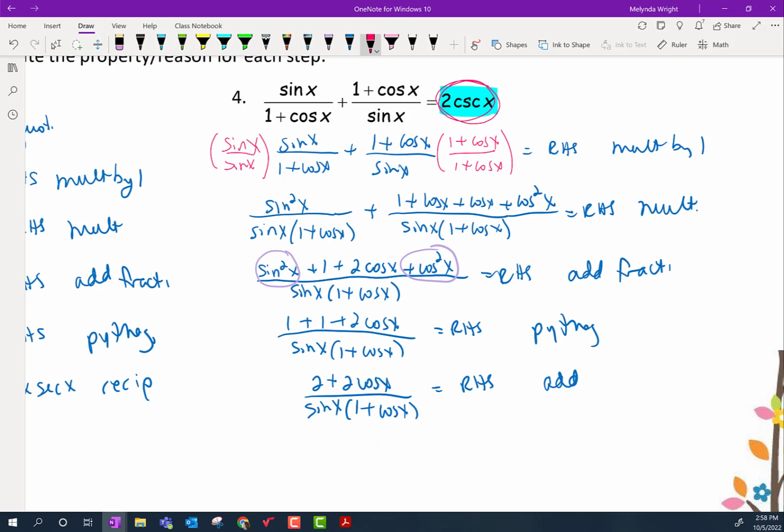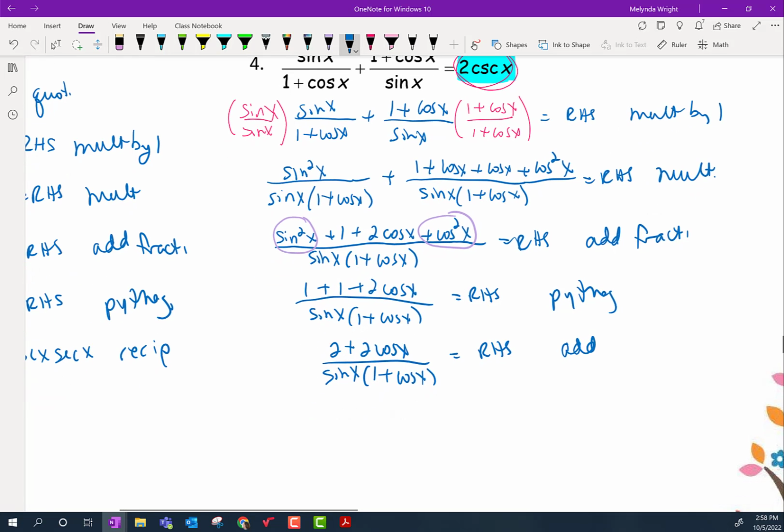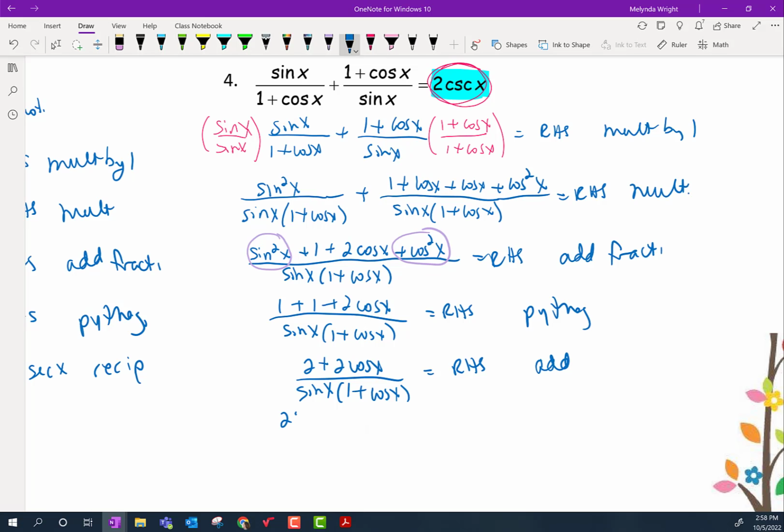How could we get rid of the 1 plus cosine? Does anybody see anything that we can do to the numerator to help us? Can you factor out the 2? Absolutely. That's a fantastic idea. Let's factor out the 2. And that leaves us 1 plus cosine over sine times 1 plus cosine. Oh goodness, this is getting exciting. We're getting close. And this is factoring. That's what we just did.